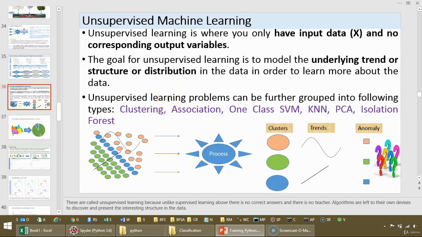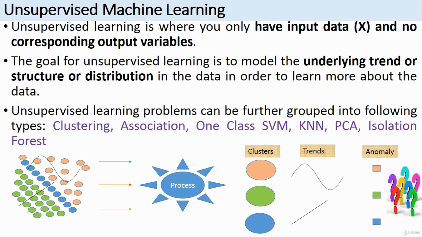Welcome back. Now let us start learning one of the very important and very powerful concepts known as unsupervised machine learning. So why do we call it unsupervised? In case of unsupervised, you have data with no corresponding dependent variable. Basically, you have the input data but no output variable.